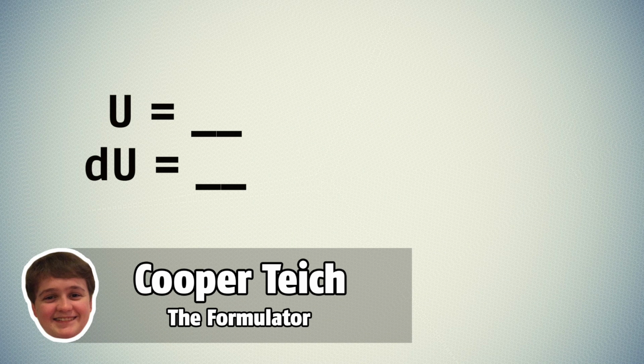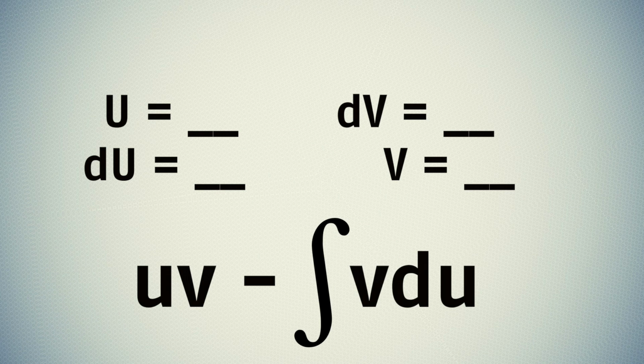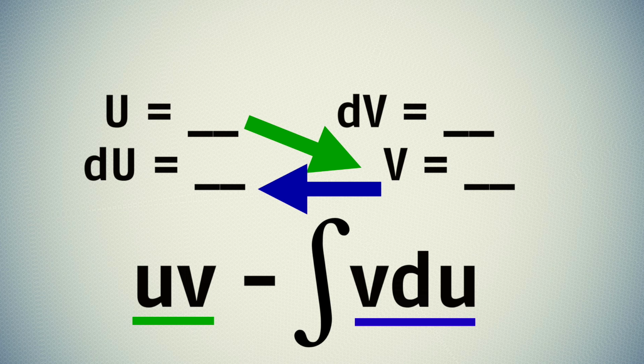After you've derived u and integrated dv, here's the formula for integration by parts. A simple way to remember this is multiply diagonally from u to v, then put a minus sign, and finally integrate horizontally from v to du.